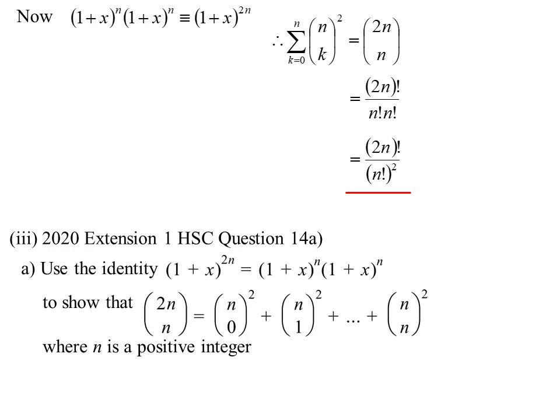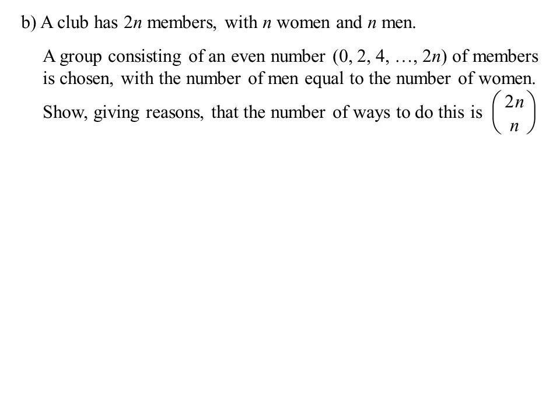Let's have a look at an HSC one. So 2020, very similar. In fact, that's basically what we just did in our last example. So we went and showed 2nCn was equal to the sum of all of those squared. That was the first part of the question. But then they turned it into something quite interesting. They turned it into a permutations and combinations question.